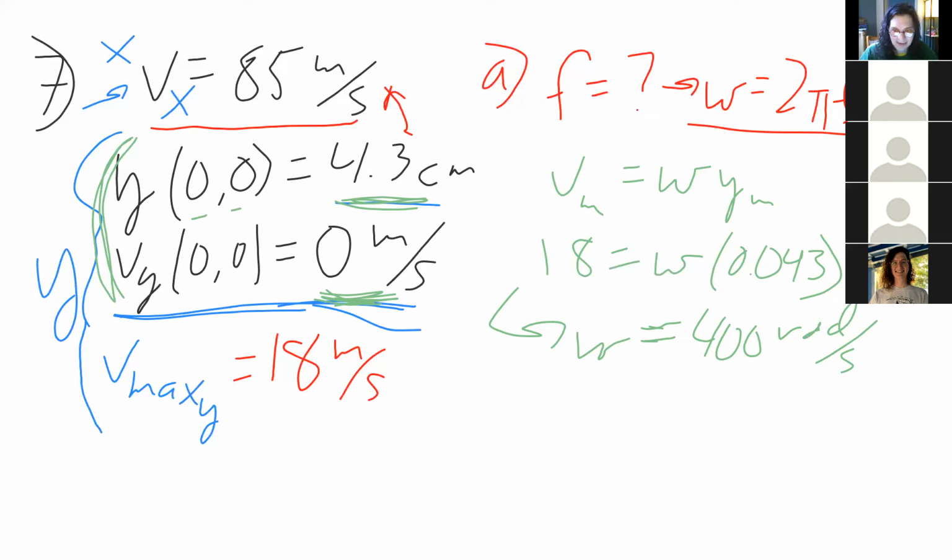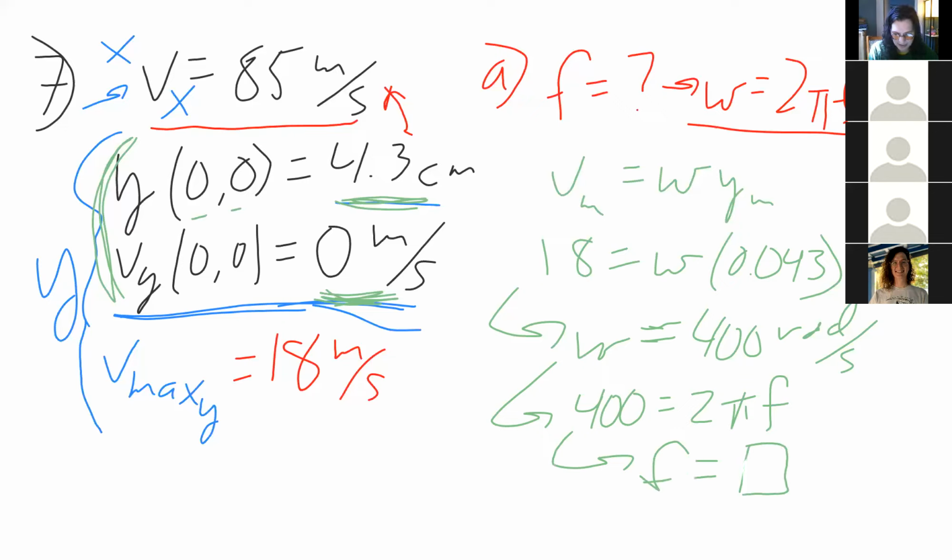This is not the frequency that we're after. We are after the linear translational frequency f, and that's just going to come from omega is equal to 2 pi times f. So 400 equals 2 pi f, and then you can solve for your frequency just by dividing whatever your omega is by 2 pi. I'm going to have a different one there, but it'll be somewhere around 60. And great.